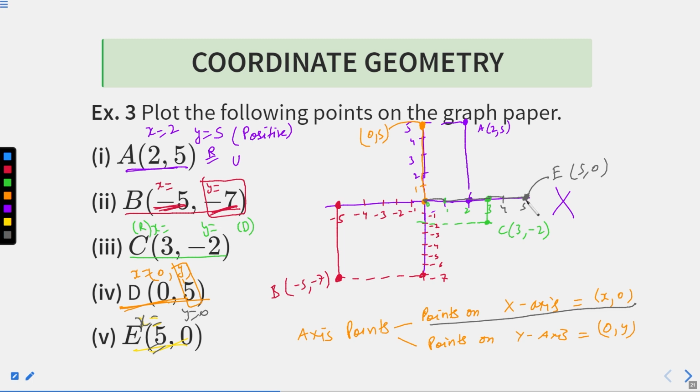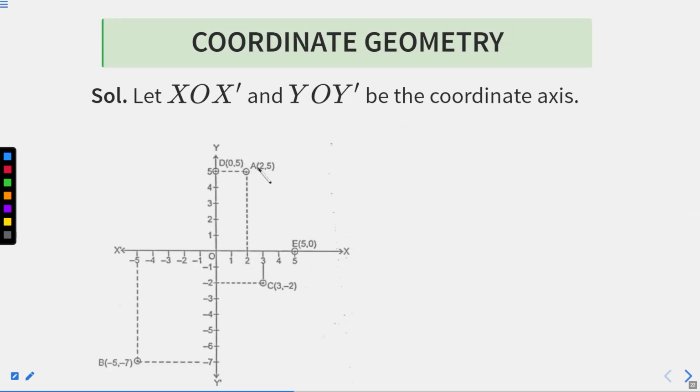So if you see, it is the point on the x-axis. And this is the point on the y-axis. Clear? So this is what the whole diagram looks like. Clear? Now the solution is also given.